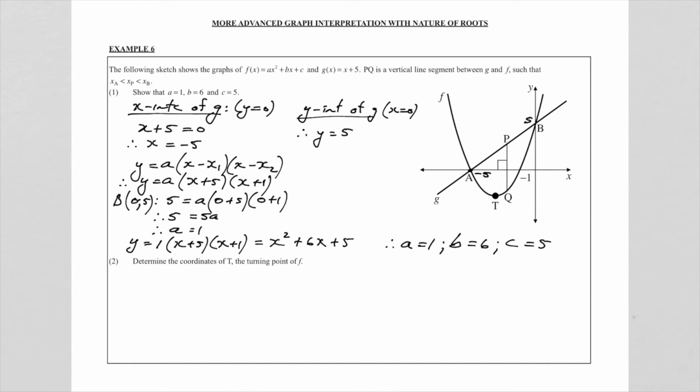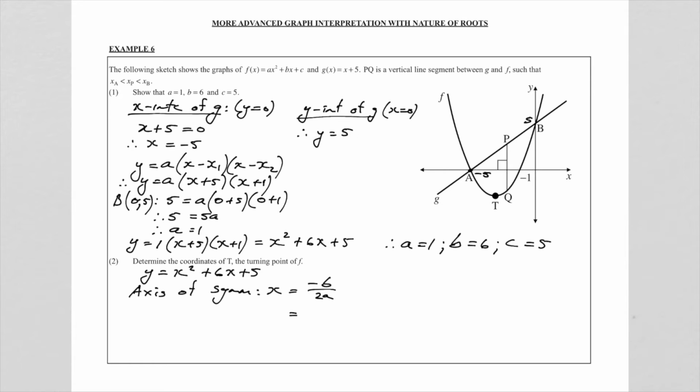In this one, they ask us to determine the coordinates of T, and they say that represents the turning point. Now it is that turning point of T, the parabola's turning point. Now, to find that turning point, we're going to find the axis of symmetry first. So our equation of this parabola is y = x squared + 6x + 5. So I'm going to find the axis of symmetry, and that is x = -b/2a.